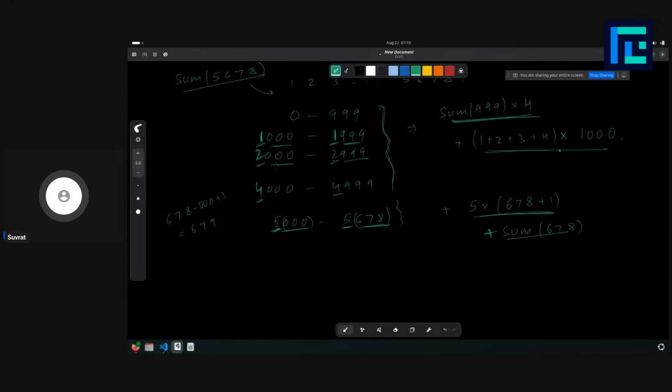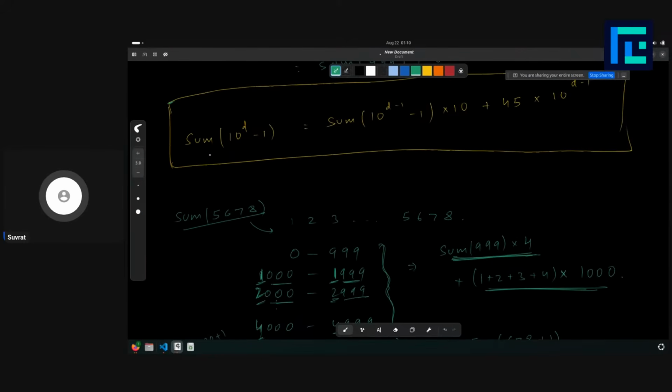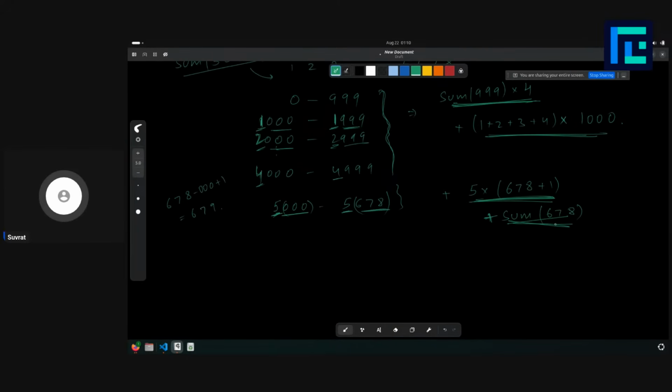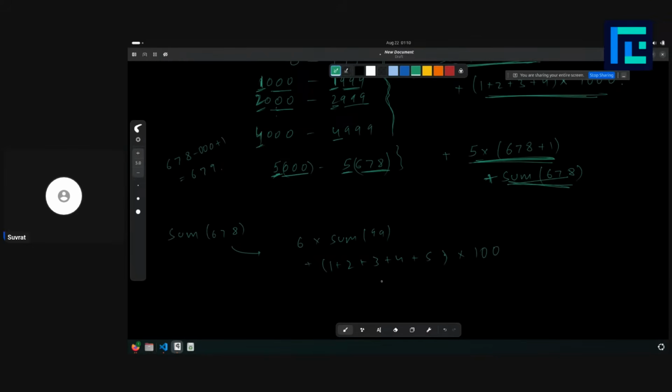So these are just constant numbers, because sum 999 we already know from this recurrence relation. We can already calculate it, I mean, we can pre-calculate it. So we can do this. And now for sum 678, again we can follow the same process. So sum 678, what we can do is 6 into sum till 99 plus 1 plus 2 plus 3 plus 4 plus 5 into 100 plus 6 into 78 plus 1, and then again sum till 78.